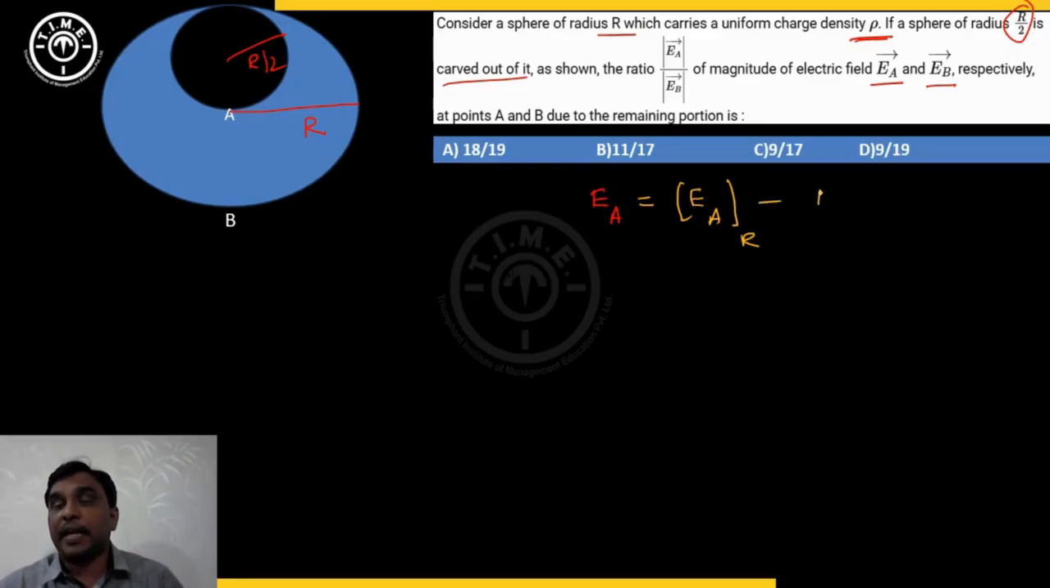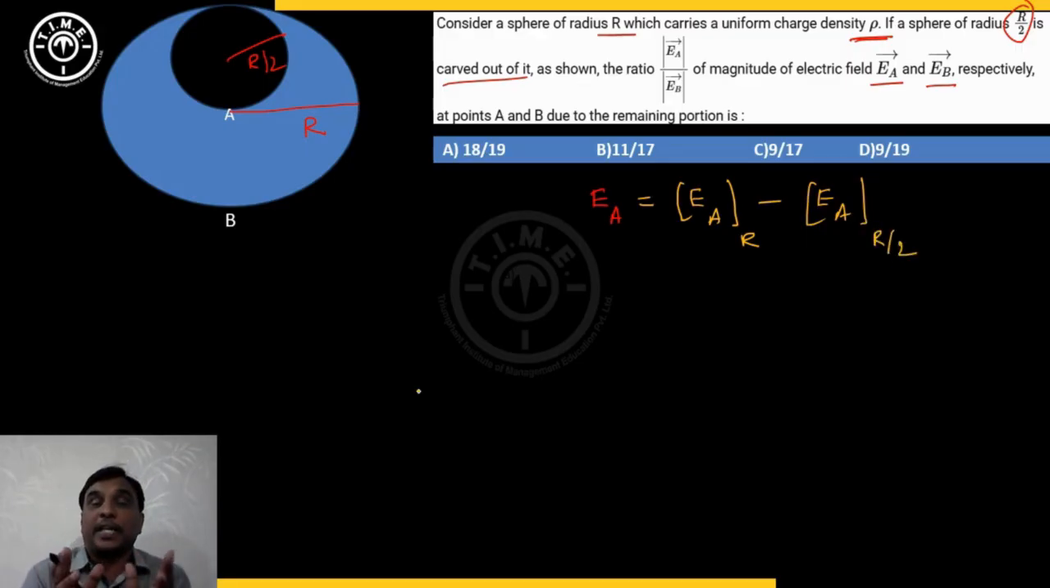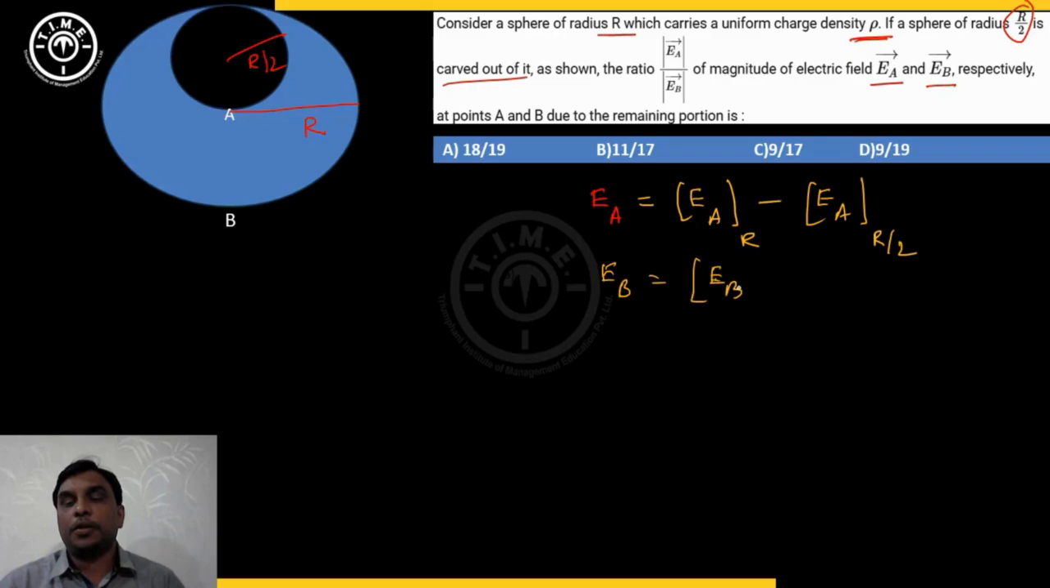I look at this as there is a sphere of radius r, and one more sphere I've taken out whose radius is r by 2. That's why I've kept the minus. Even the same, write EB also: field at B due to the bigger sphere minus, why minus? Because it is taken out, right? And field at B due to the smaller sphere, right?